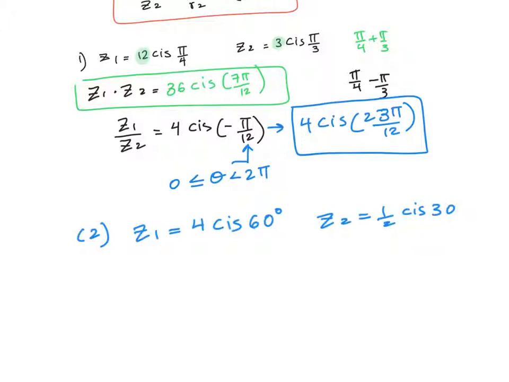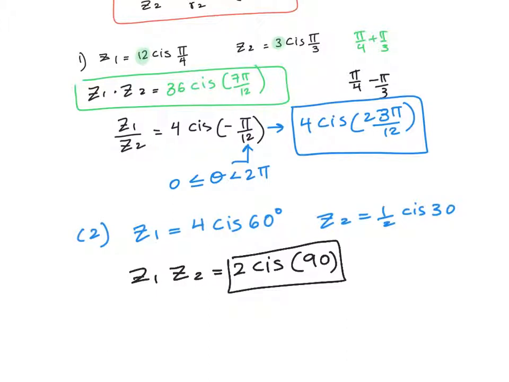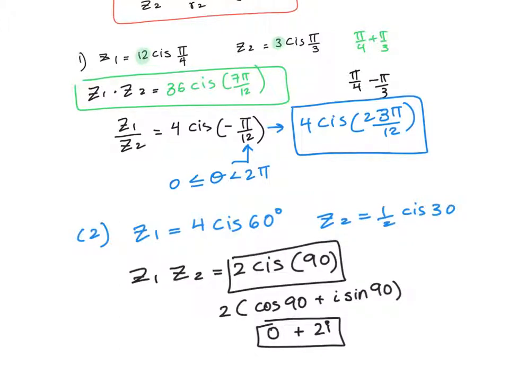Let's start by multiplying Z1 and Z2. So 4 times 1 over 2 is 2, and 60 plus 30 is 90. Now this is a value that I'm familiar with. So let's go ahead and write the rectangular form. So the rectangular form is going to be 2 cosine 90 plus i sine 90. Cosine 90 is 0, so 2 times 0 is 0, so that's the real number. Plus sine of 90 is 1, so 2 times 1 is 2i. So then the imaginary number is 2, and that would be my rectangular form.